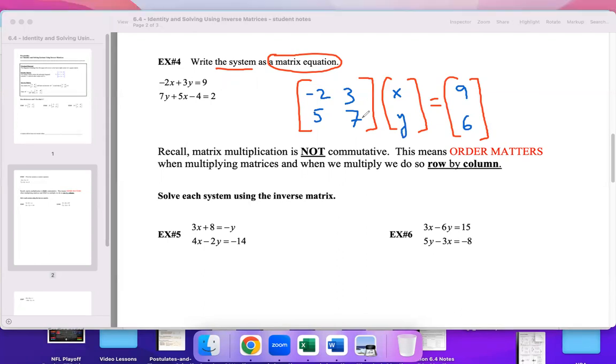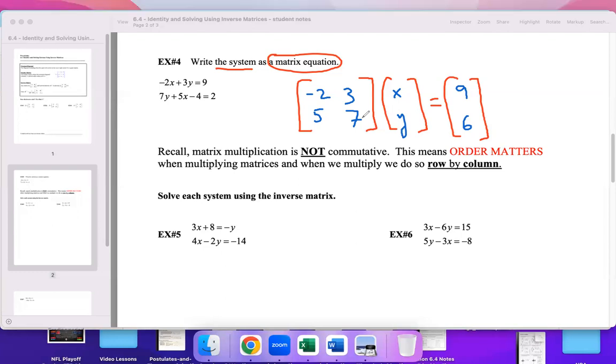Now this is tricky. 7y plus 5x. So I made that kind of mistake in the homework solution key for the weekend. So you got the 5 first, and then the 7. And then if you move the -4 to the right side, you get 6, right? That's why we have a 6 here.